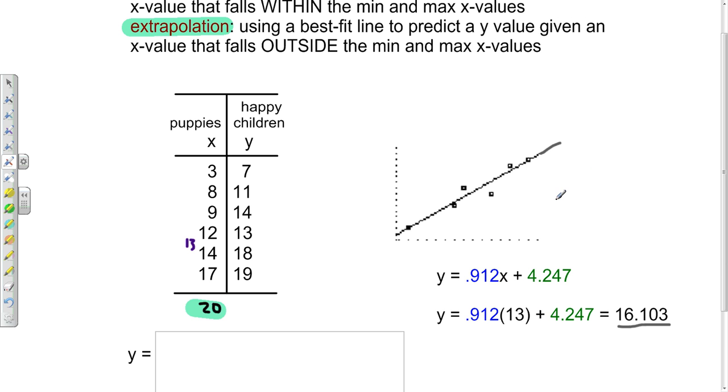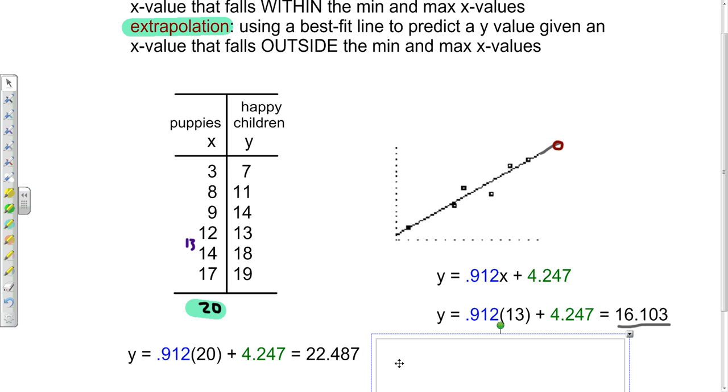I extended my line of best fit here, and if we go 3 units over to 20, we're going to be looking at something around there. So let's do our calculation. Using our best fit line, y equals 0.912 times 20, because x is now equal to 20, plus our y-intercept. And that's going to get us an answer of 22.487. So our estimate now is 22.487.